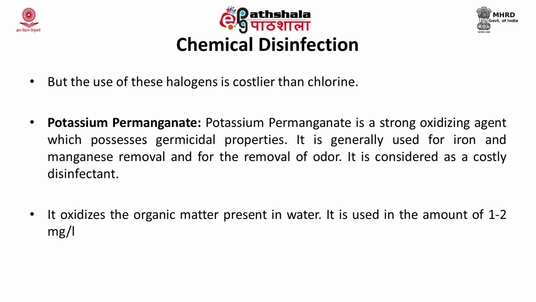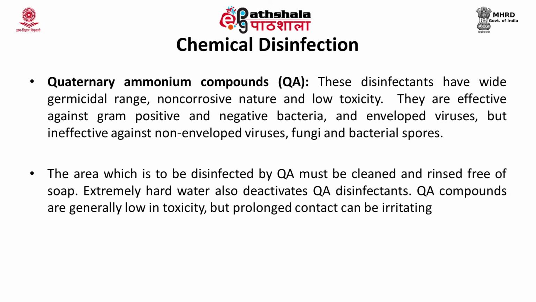Potassium permanganate, KMnO4, is also a strong oxidizing agent and possesses germicidal properties. It is generally used for the removal of iron and manganese from the wastewater, and it also removes the odor. It oxidizes the organic matter present in the water, which is why it is commonly used for wastewater disinfection. The quaternary ammonium compounds are also used for chemical disinfection, and they have a wide germicidal range. They are non-corrosive in nature and have low toxicity.